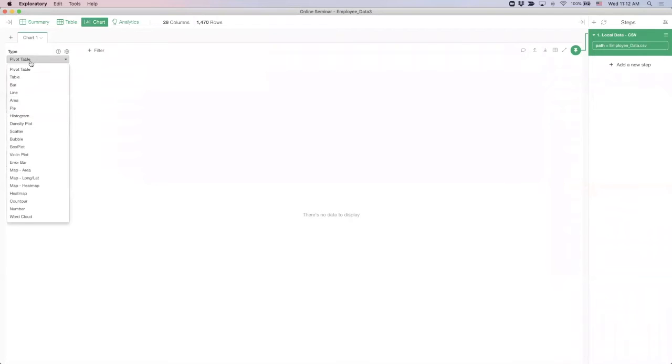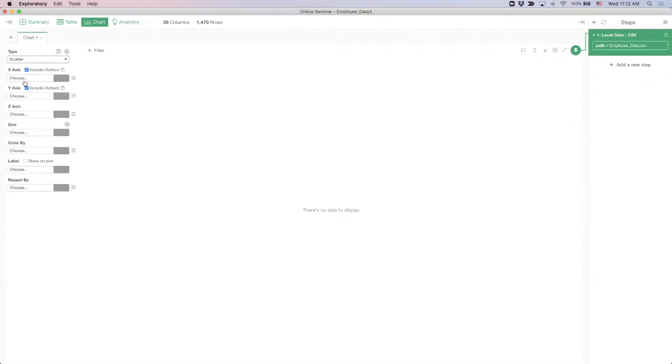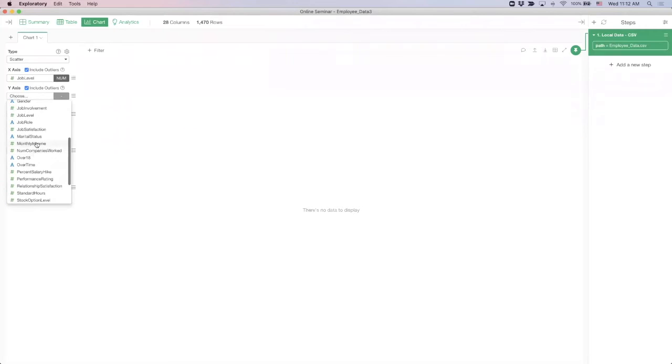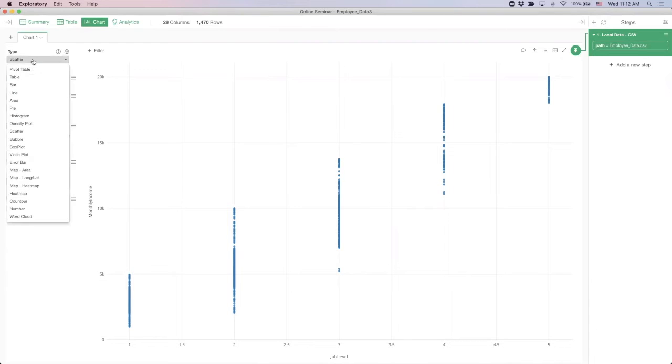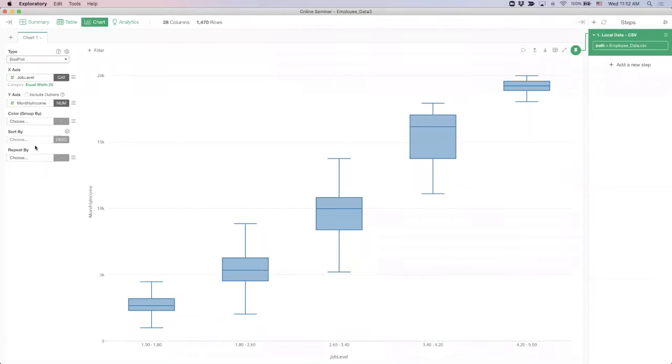Now what does that mean? If I go to a scatter plot and put job level on the x-axis and monthly income on the y-axis, I get a chart like this. It turns out job level has only 5 values, so it almost looks like a category. When you have a category compared against a numerical variable, you might also want to try the box plot. Either way is fine, whatever works for you.